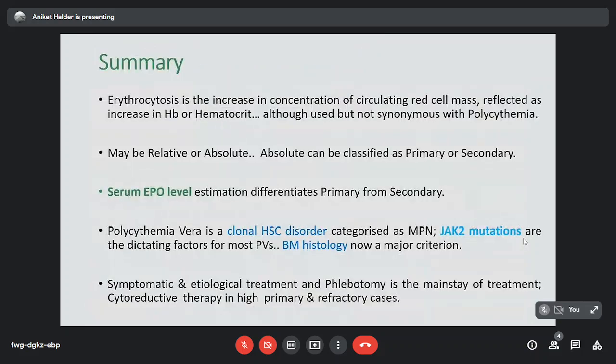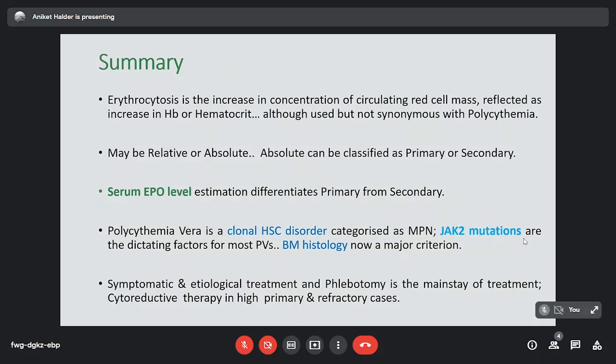So, the summary of today's discussion: erythrocytosis is the increase in concentration of circulating red cell mass, which can be reflected as an increase in hemoglobin or hematocrit levels. It is used interchangeably with polycythemia, but it is not synonymous with polycythemia. The correct term should be erythrocytosis.